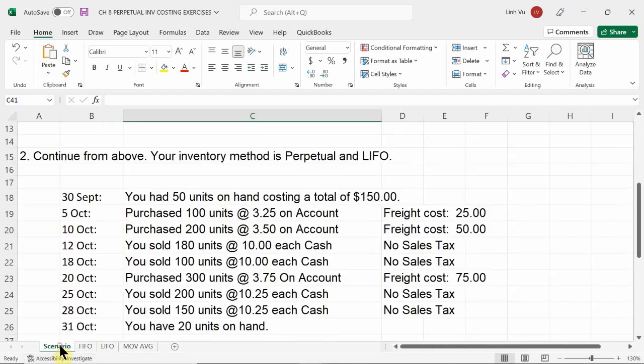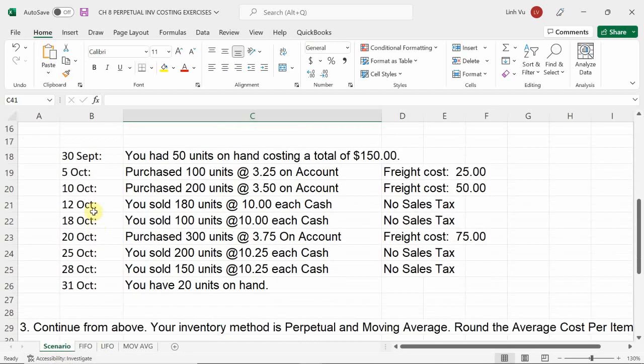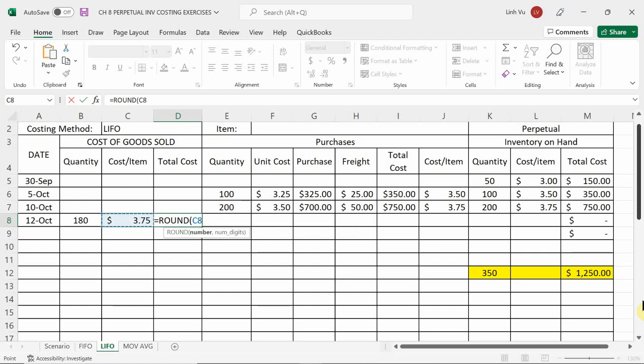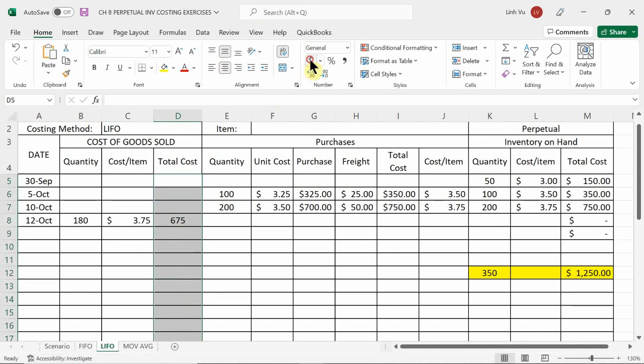Let's see what happened next. On October 12th, you end up selling 180 units. Since we are using LIFO, which batch am I going to take out from first? Out of the 200, which is currently at $3.75. So what is my cost? $675.